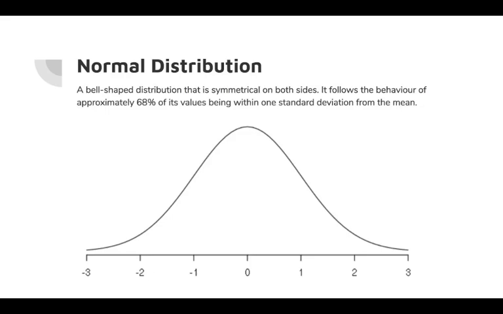So the first thing we want to look at is exactly what is the normal distribution. We've been talking about it and referencing it for a little bit, and we really need to have a clean understanding of what it is and what we can do with it. First off, it's a bell-shaped distribution. It's symmetrical on both sides, and it follows this behavior that, for example, approximately 68% of the values are within one standard deviation from the mean, okay?